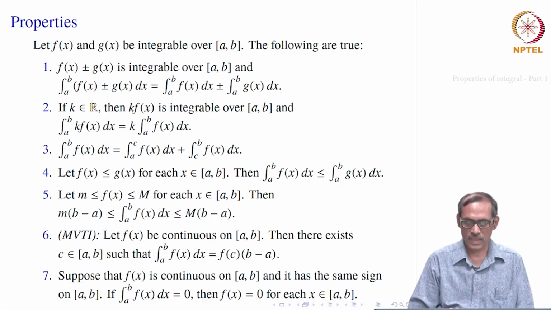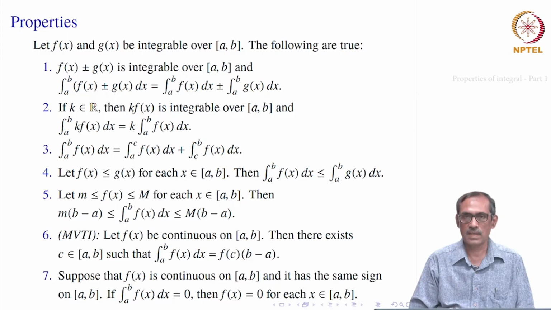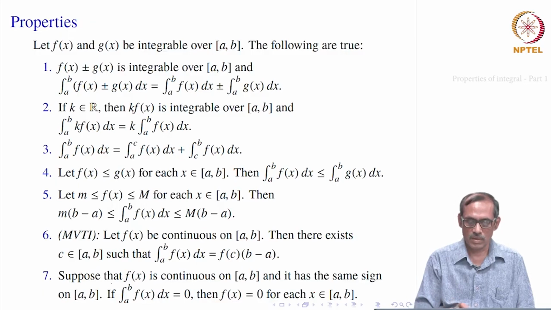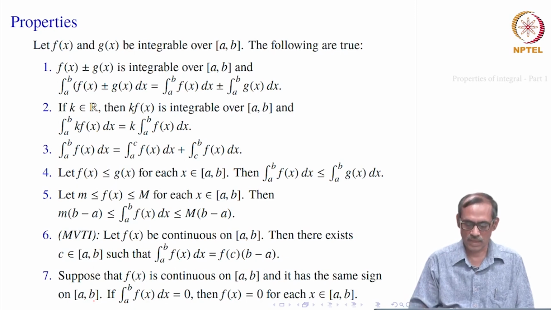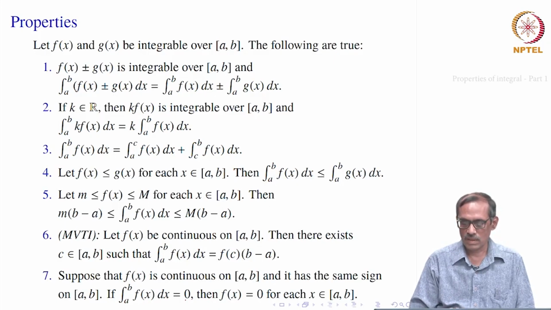Now, the seventh property says, suppose that f of x is continuous on [a, b] and it has the same sign on [a, b]. Either f of x is greater than 0 or it is less than 0. If equal to 0, of course, you can do something. Okay, let us say same sign includes equal to 0 also. So, suppose f of x is greater than or equal to 0 throughout. In that case, if the integral of f of x is equal to 0, then f of x will be identically equal to 0.